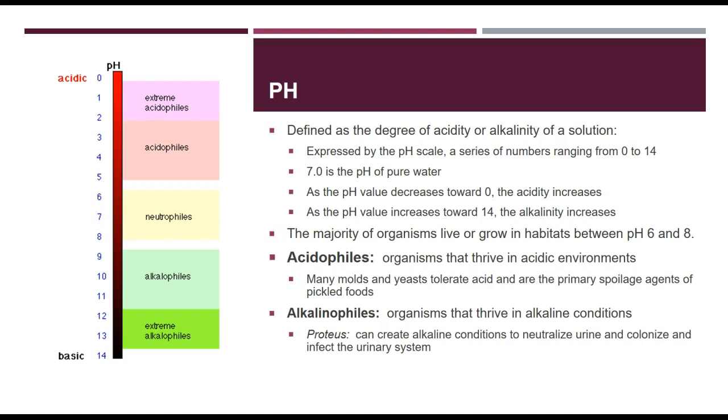The majority of organisms prefer to grow in neutral habitats, anywhere from pH 6 to pH 8. There are some organism groups that like acidic environments. We call them the acidophiles. Many molds and yeasts are acid tolerant, which is why they are able to spoil foods that are more acidic, like any pickled foods. There are also a number of organisms that naturally live in your stomach that are acid tolerant. We also have alkalinophiles. These are organisms that prefer alkaline conditions. The Proteus species can create alkaline conditions in order to neutralize the acid in urine, and that is one of the ways that they're able to colonize the urinary tract and create UTI.